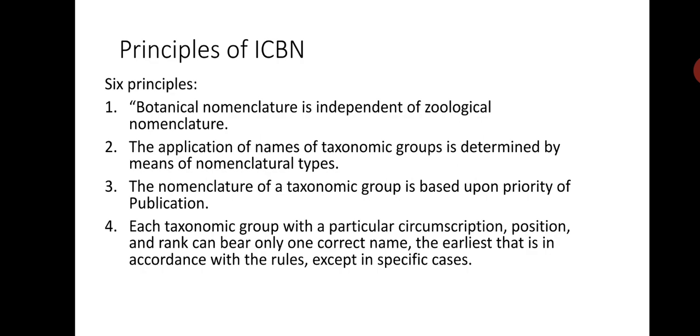The fourth principle states that each taxonomic group with a particular circumscription, position, and rank can bear only one correct name, the earliest that is in accordance with the rules, except in specific cases. That means the uniqueness principle states that there is only one correct name for a particular taxonomic group within a given taxonomic treatment. It is the central principle upon which all the remainder of the code is based. If people disagree on the taxonomic treatment, they will consider different names to be correct. But within any treatment, each taxonomic group has only one correct name.